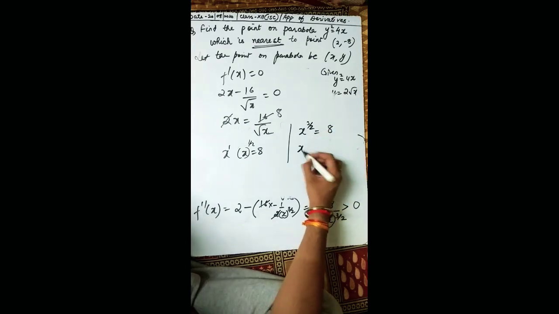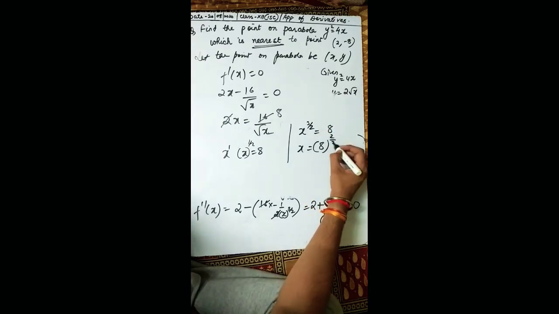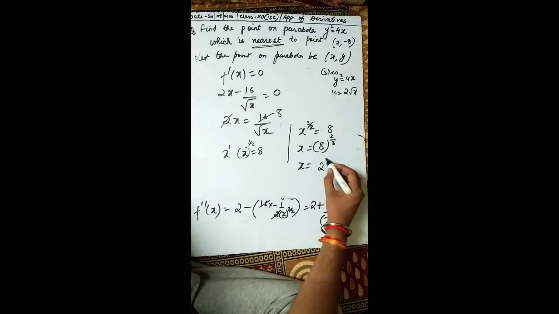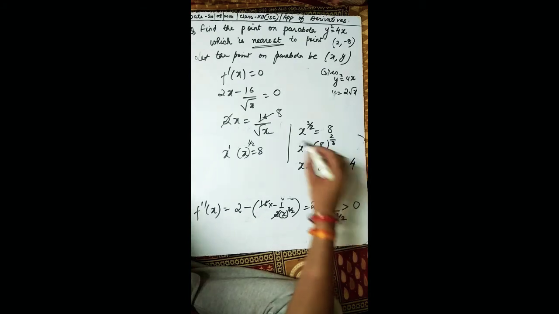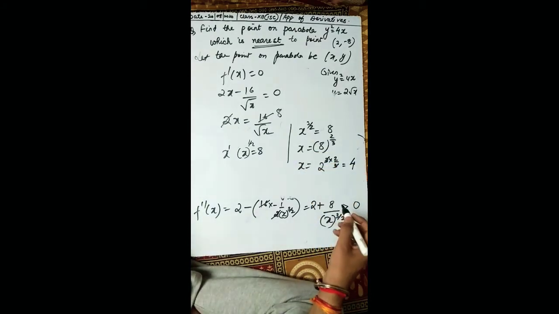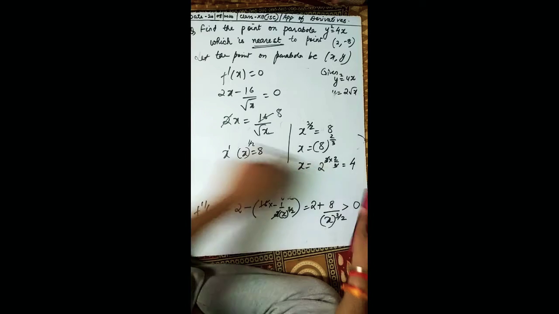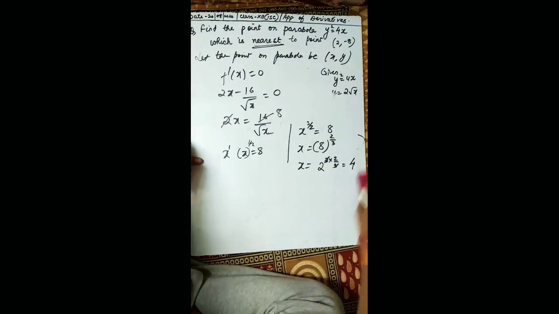If this power goes to that side, so 8 to the power 2 by 3. So x, 2 cube into 2 by 3. Cube and cube cancel. 2 square is what? 4. So the value of x is 4. On putting the value of 4 here, you will get the positive value. So hence it is correct. You got x equal to 4. That means you got the x coordinate.